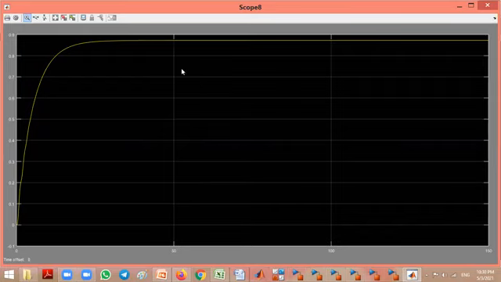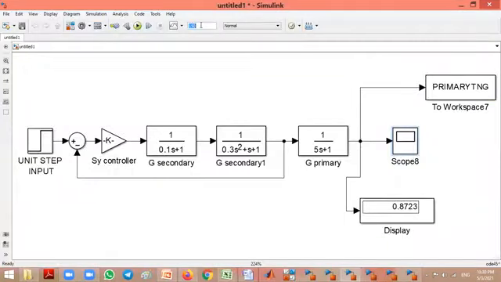So it is an S-shaped curve. Now run it for a smaller time. Even 150 is more, so you make it 75. It's enough. As it is settling at 0.8723, we will try 50. No, for 50 it's not coming. So at 75 it is coming at the final value 0.8723. So it takes 75.